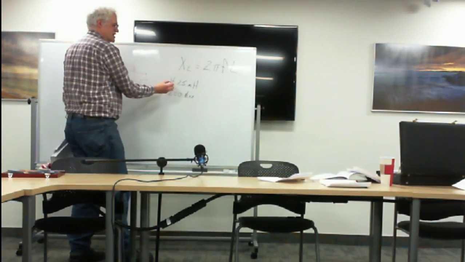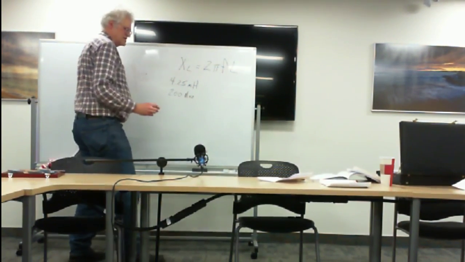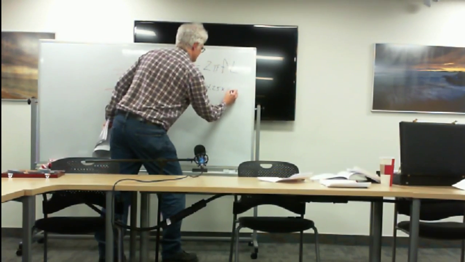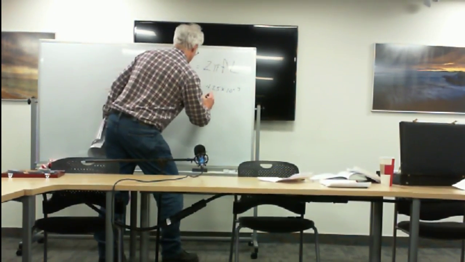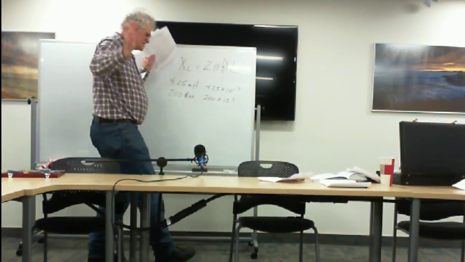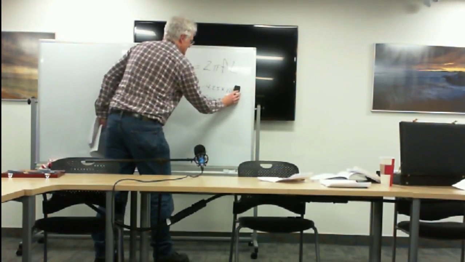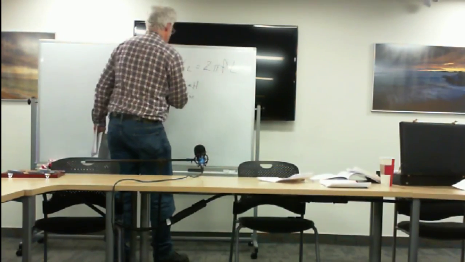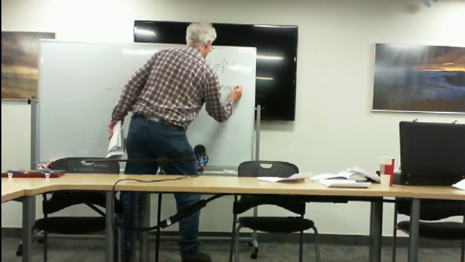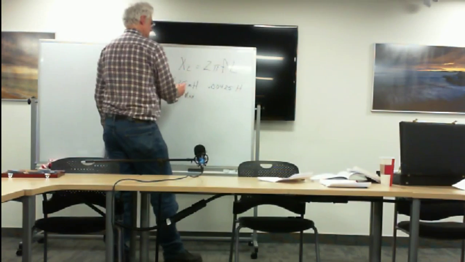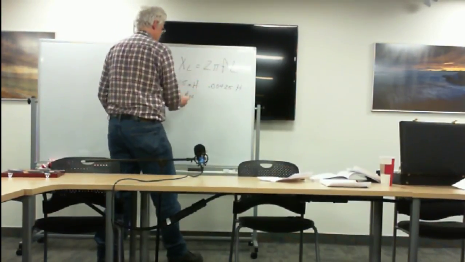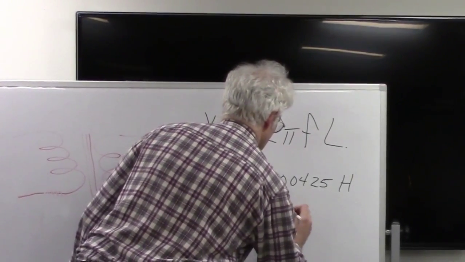Whether you're comfortable, like I'm comfortable doing this, I could say this is 4.25 times 10 to the minus 3, and I'm comfortable doing it that way. But if you're not, we have to say that 4.25 millihenries is 0.00425 henries, and 200 megahertz is 200,000,000 hertz.